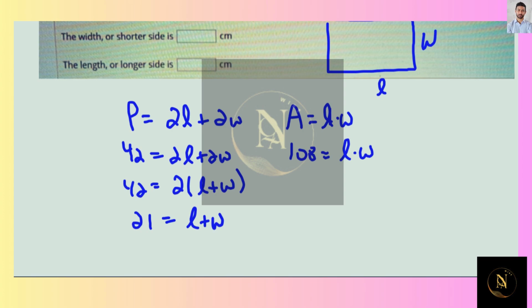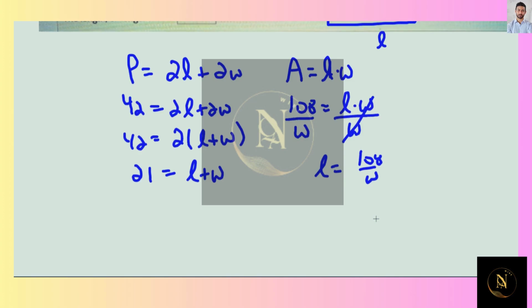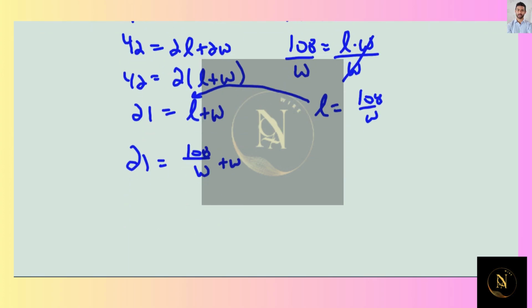And for instance, if we just divided both sides by W, then L would be equal to 108 over W, and we could substitute that for L here. So 21 would equal 108 over W plus W, that would be W squared over W, so that we had a common denominator.